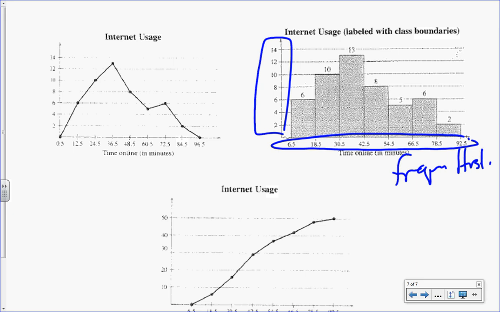Okay, so we're down to the two line graphs. So we know that it's probably not a histogram because histograms are bar graphs, normally. So we've got this one at the bottom or this one at the top. Any thoughts? Yes.